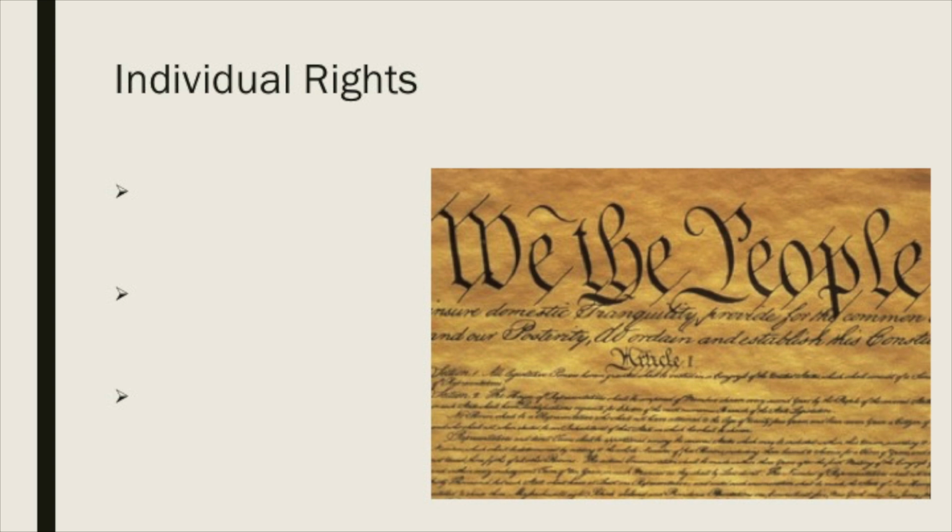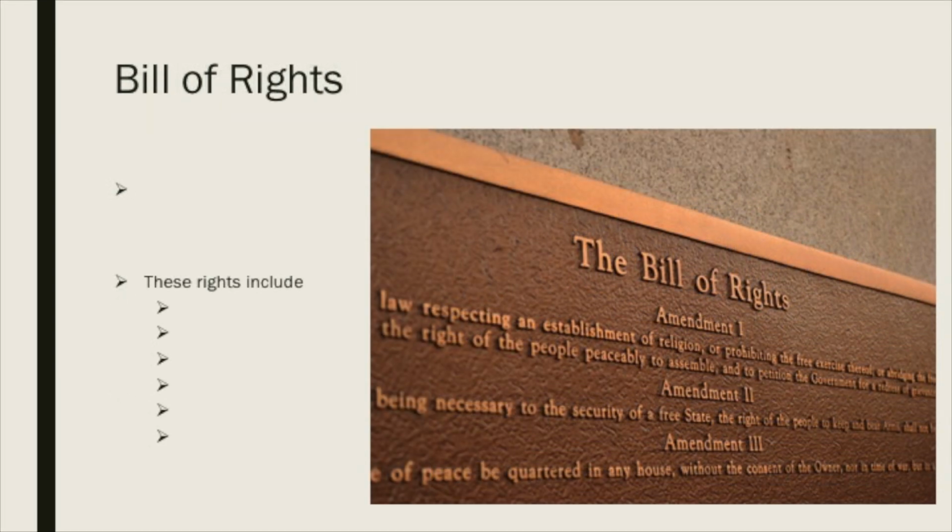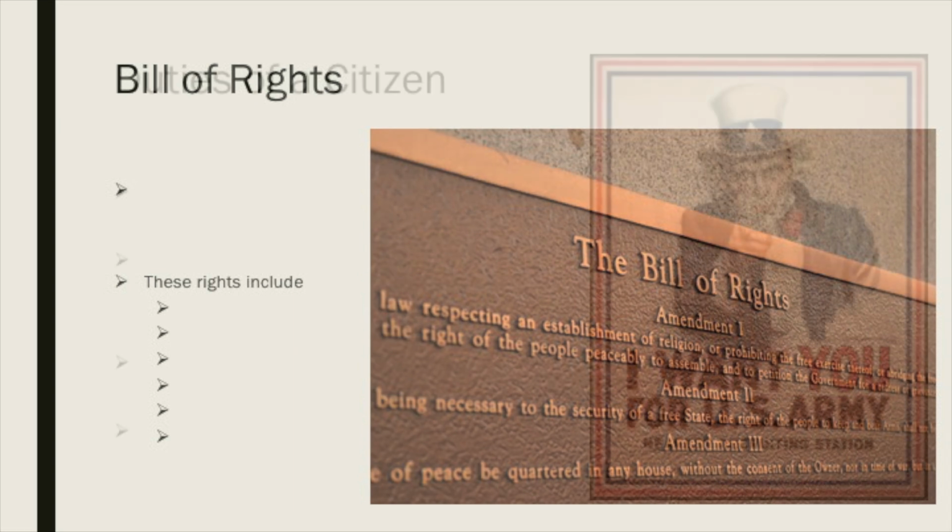Individual rights are protected under the first 10 amendments of the Constitution, and these amendments are known as the Bill of Rights. The Bill of Rights includes some of our most important freedoms, such as freedom of speech, freedom of the press, freedom of religion. It also gives us the right to protest against the government. It gives us the right to a trial by jury, and from cruel and unusual punishment.